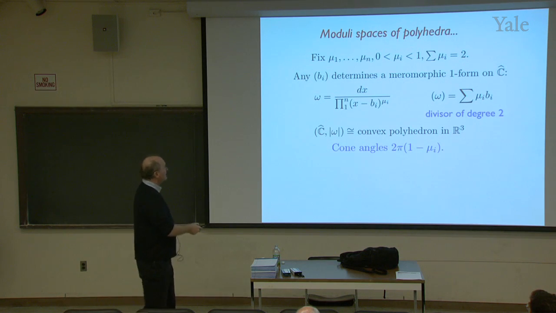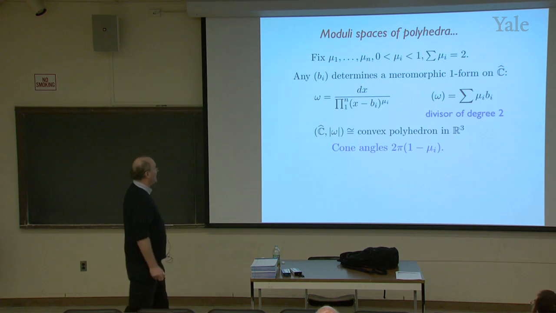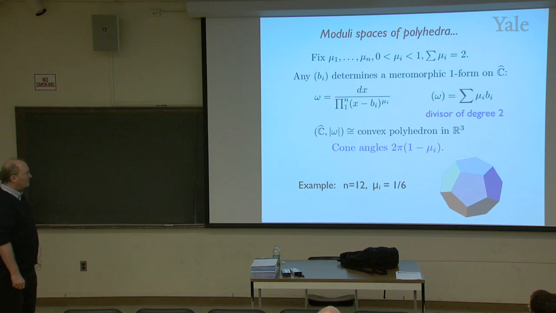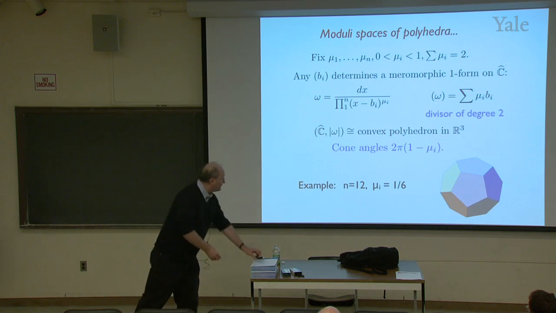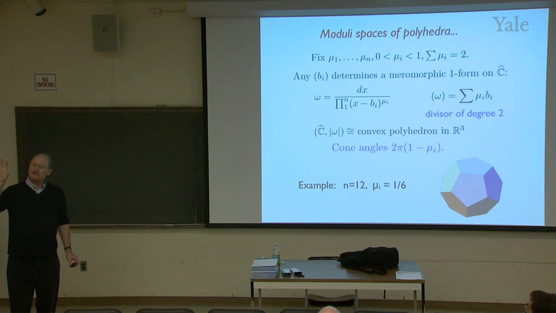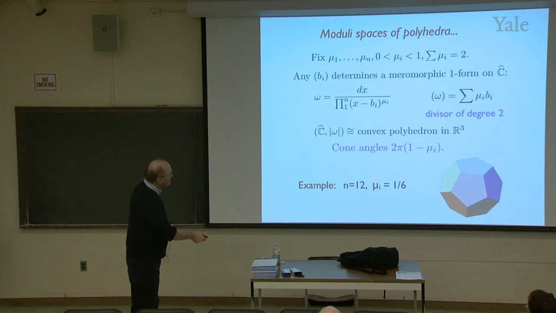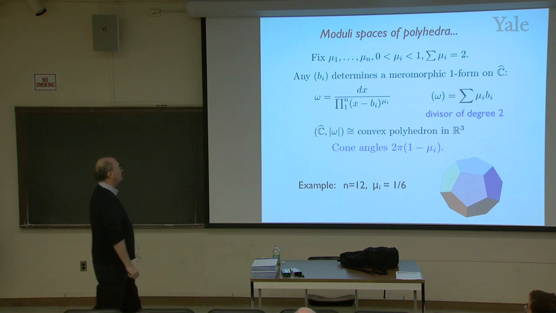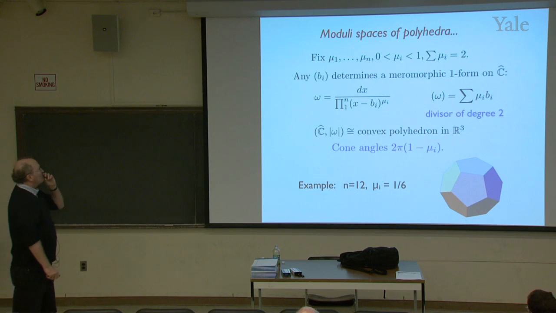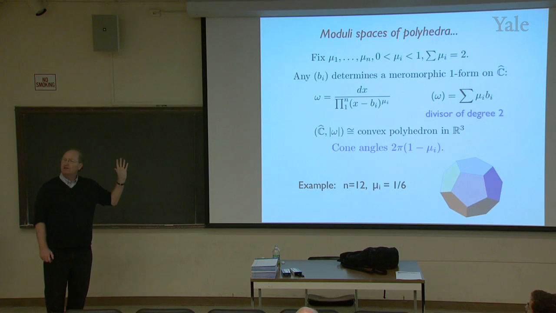And in fact, this metric turns out to be isometric to a convex polyhedron in R3. And the cone angles at these b_i's are related in a simple way to the values of these mu_i. So for example, if you take 12 points on the sphere, then you can set all of the mu_i's equal to 1/6. And if you take the points in a very symmetric configuration, the corresponding Riemann surface plus metric is isometric to the regular dodecahedron.